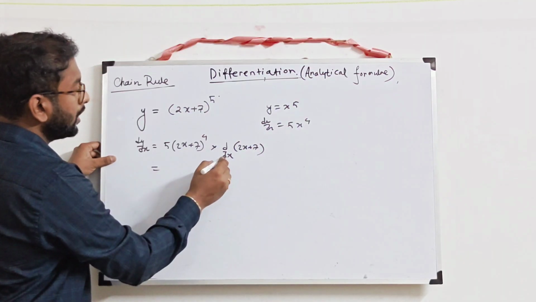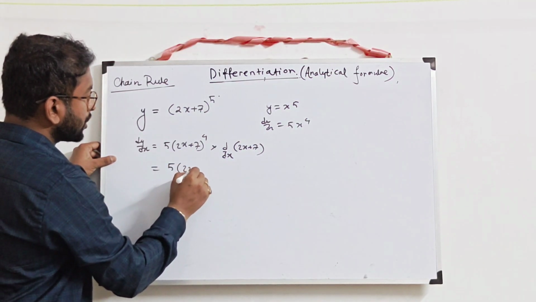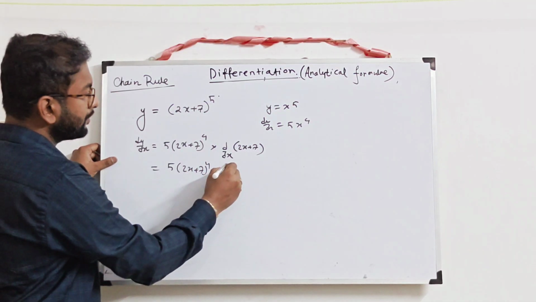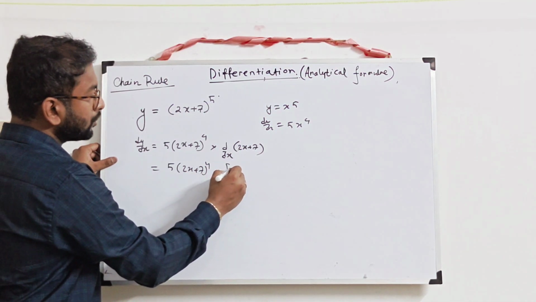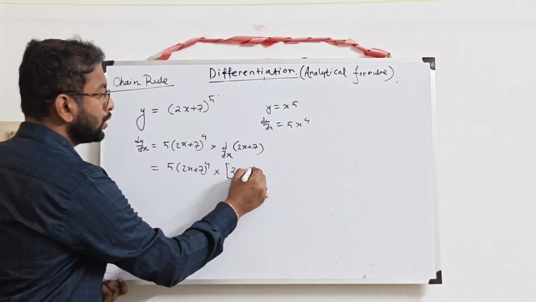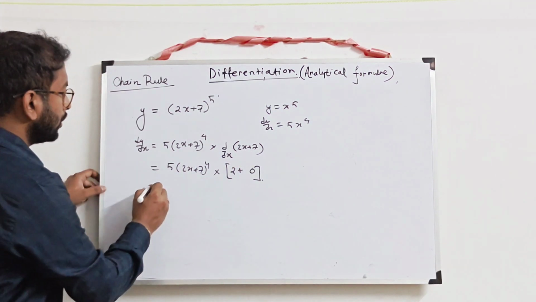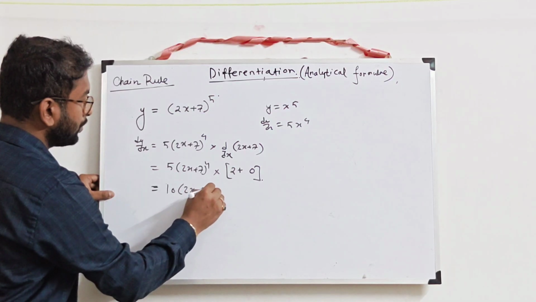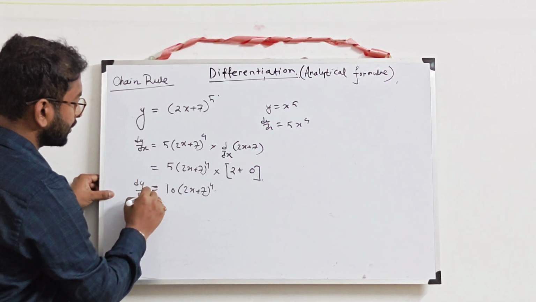let's say. So you are getting 5 into (2x plus 7) to the power 4 multiplied with d/dx of that, which is 2 will come outside, so 2 plus differentiation of a constant is 0 because the slope is always 0. So it is becoming 10 into (2x plus 7) to the power 4. That is the value of the differentiation. That is the chain rule.